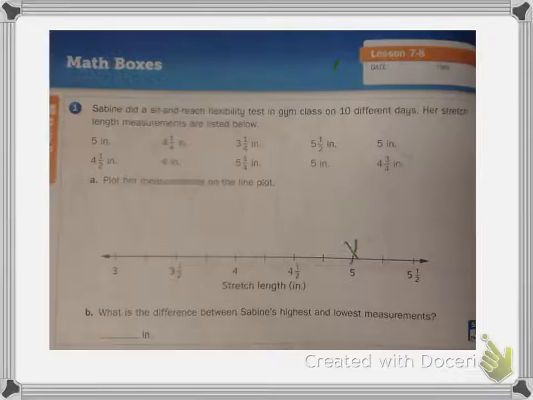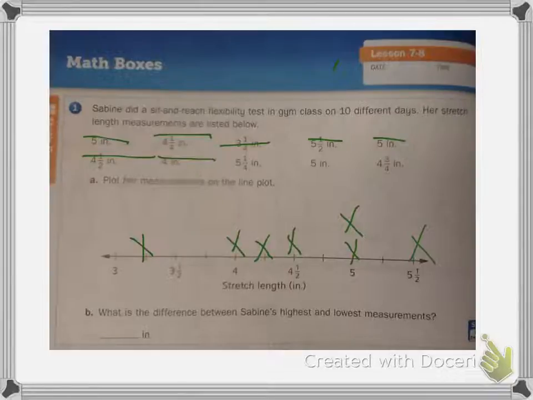So we have 5, 4 and 1/4, 3 and 1/4, 5 and a half, another one for 5, 4 and a half, 4, 5 and 1/4, 5, and 4 and 3/4.